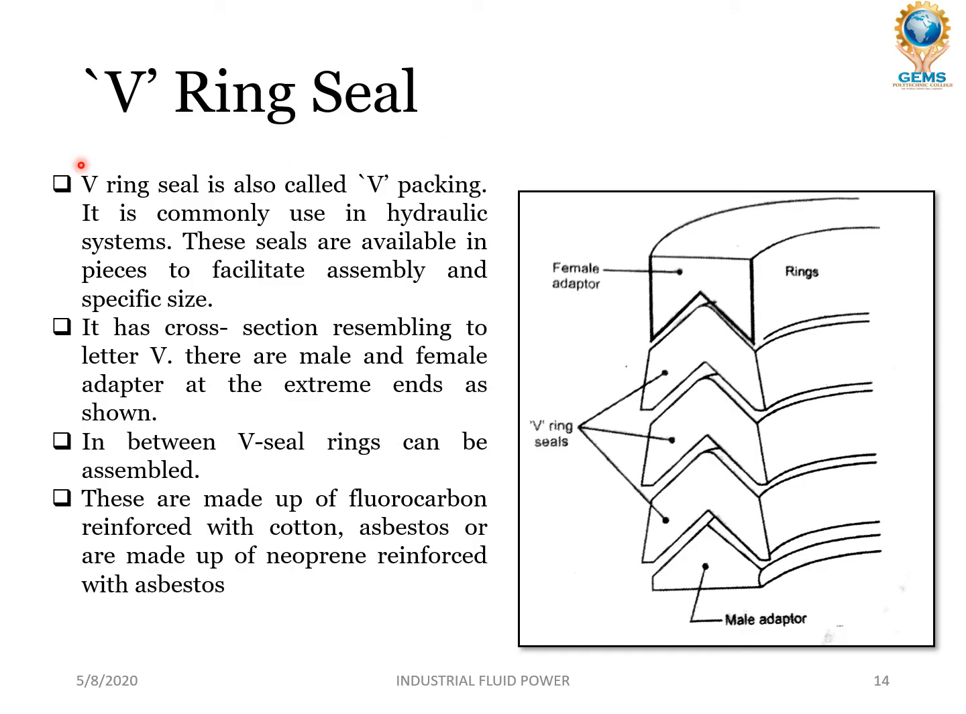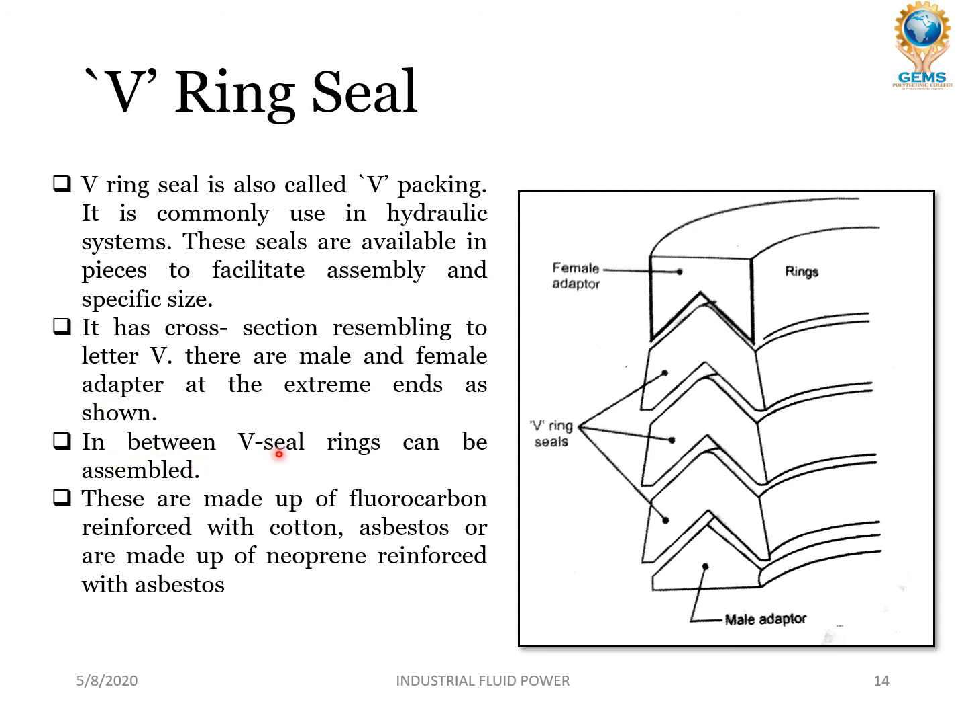Next comes the V-ring seal. The V-ring seal is also called the V-packing. It is commonly used in hydraulic systems. These seals are available in pieces to facilitate assembly and specific size. It has a cross section resembling the letter V. There are male and female adapters at the extreme ends as shown.